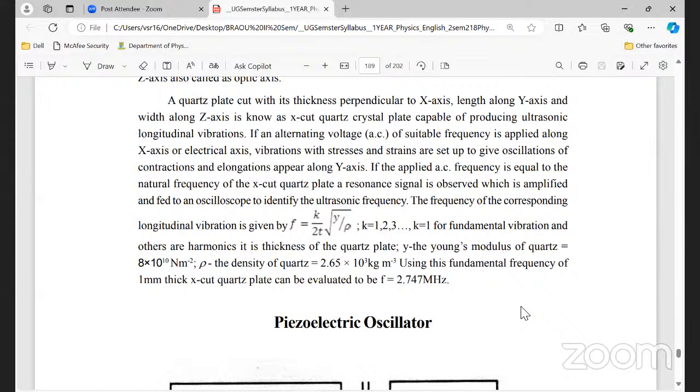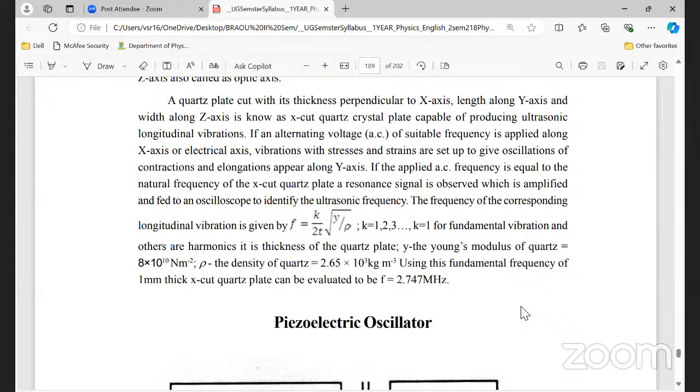The same phenomenon applies in the case of the piezoelectric effect. That means the applied frequency, the voltage of a signal, equals the natural frequency of the crystal.